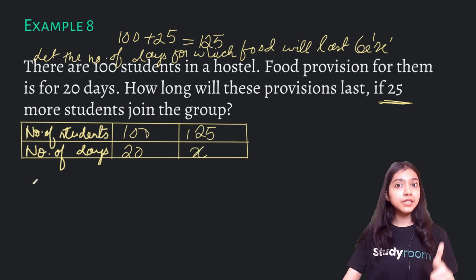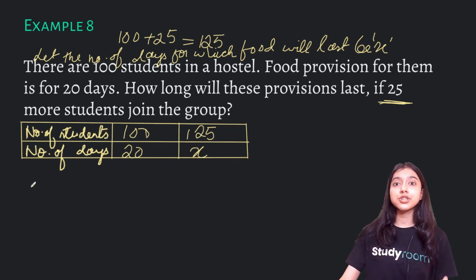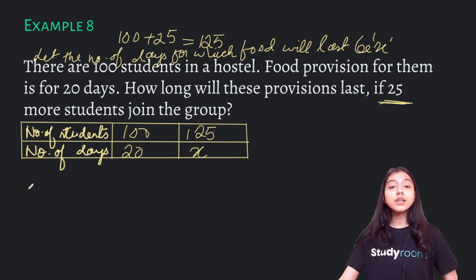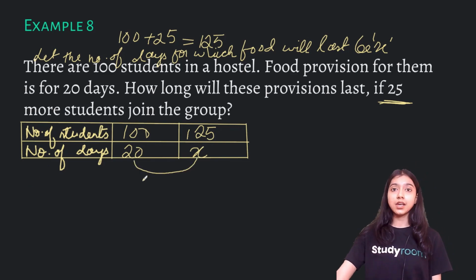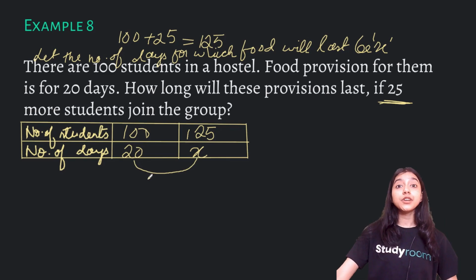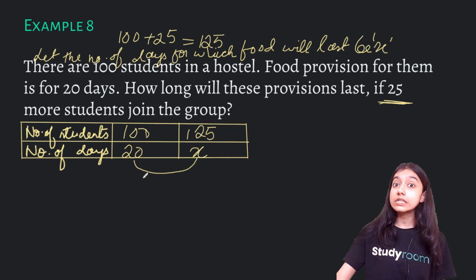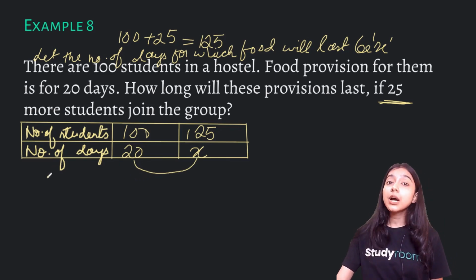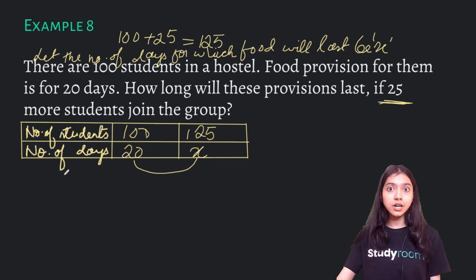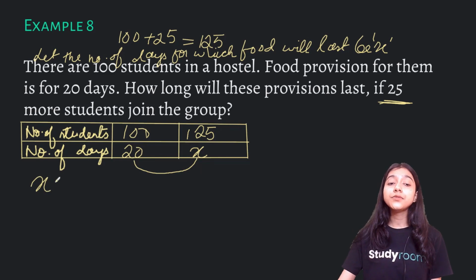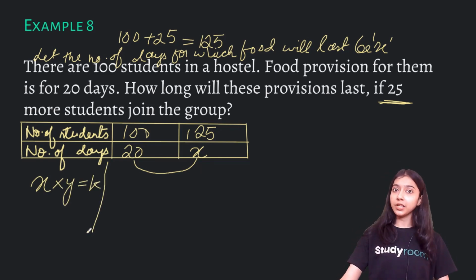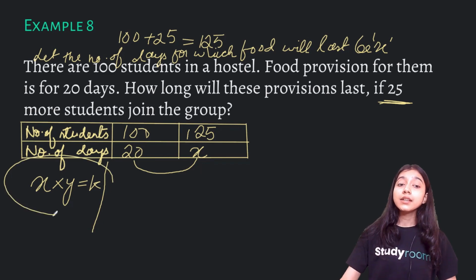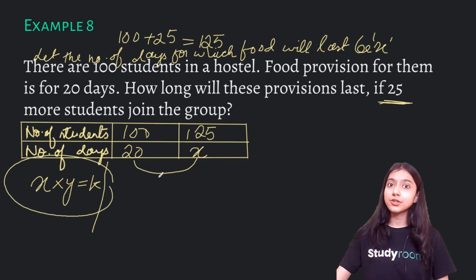Now the first part is solved, that we have understood that this is a question of inverse proportion because as the number of students increases, the number of days will decrease. This food will last for fewer days now that we have 125 students instead of 100 students. So we will apply the condition. What was the necessary condition for two variables that are in inverse proportion? The product of these two variables was a constant number. This is what I taught you previously. Now we'll include this property in this question and solve it.